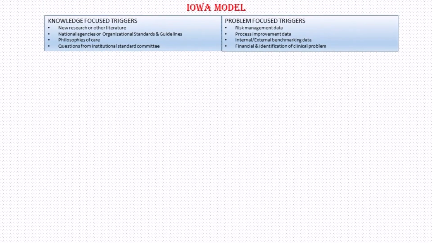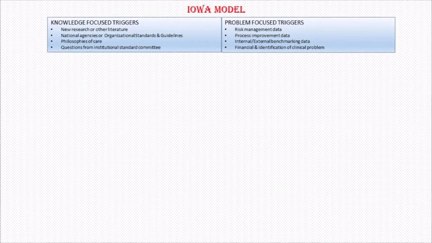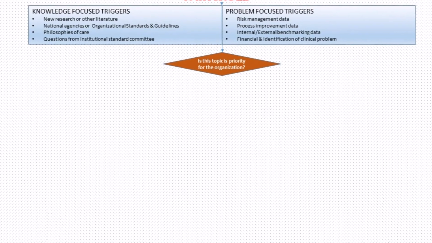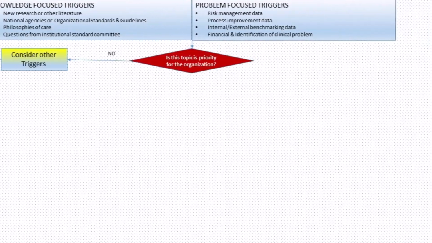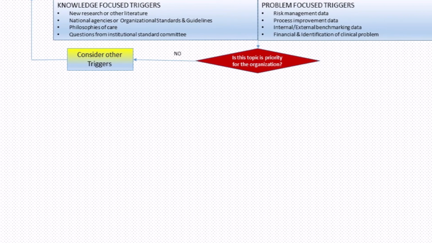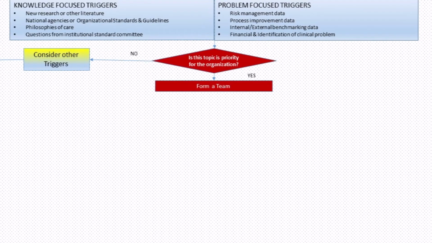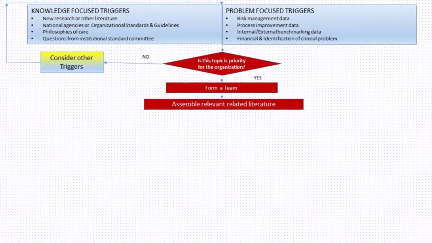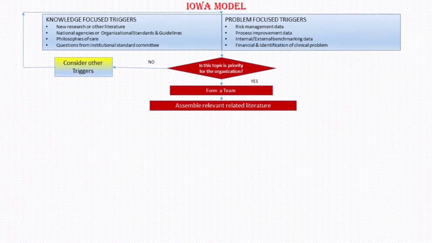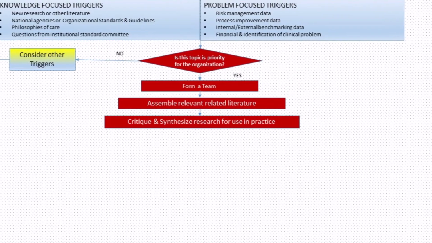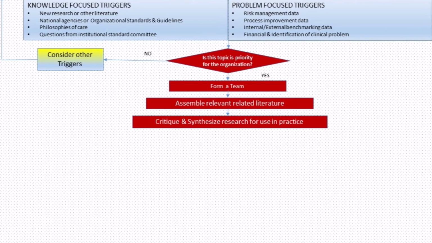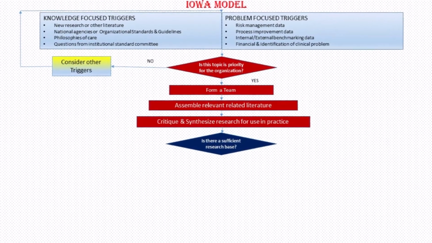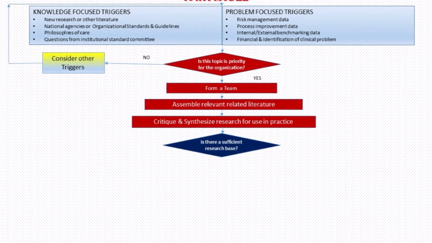Once you choose the trigger or triggers, then you need to think about whether this topic is a priority for the organization or not. If not, then choose another trigger. If yes, then form a team. Once the team is formed, assemble relevant literature. After assembling, critique and synthesize research for use in practice. Then you need to decide whether the relevant research base you have collected is sufficient or not.